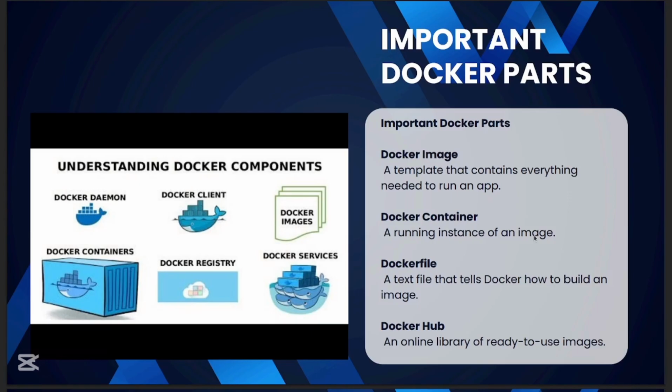Next are the basic Docker parts, the important parts. An image is like a plan or template. A container is a running image. A Dockerfile is a file with instructions. Docker Hub is a website with ready images. These parts help Docker work smoothly. Understanding Docker components: the Docker daemon, Docker client, Docker images, Docker containers, Docker registry, and Docker services.